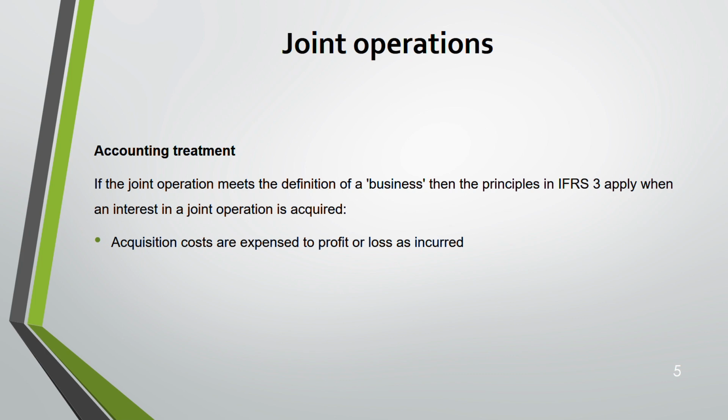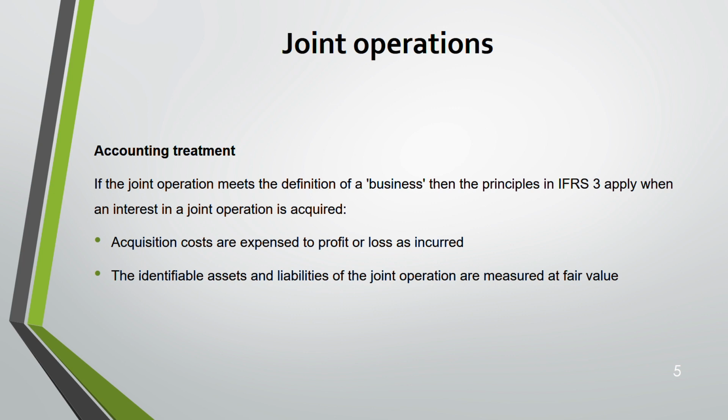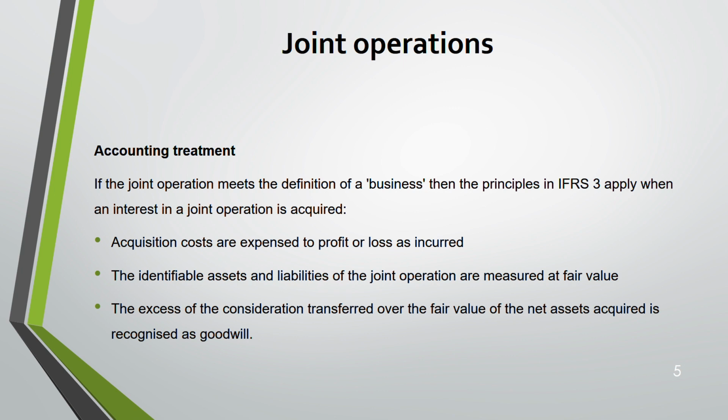Now, acquisition costs are expensed to profit and loss as incurred. Assets and liabilities are measured at fair value. The excess of the consideration over the net assets is recognized as goodwill. So assets and liabilities at fair value, acquisition costs are expensed, and goodwill is recognized. This is the accounting treatment for joint operation if it meets the definition of a business.